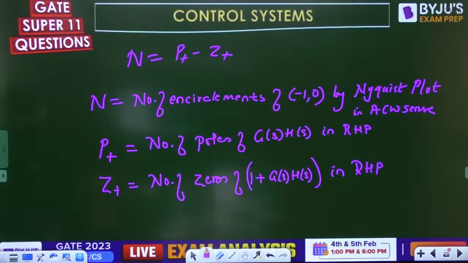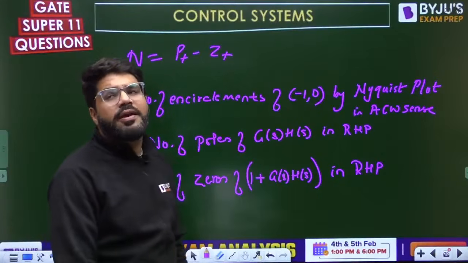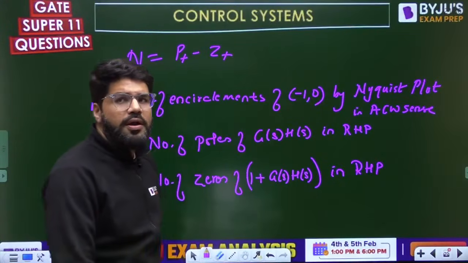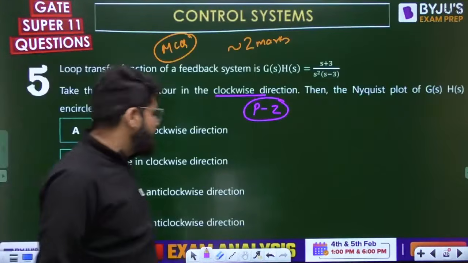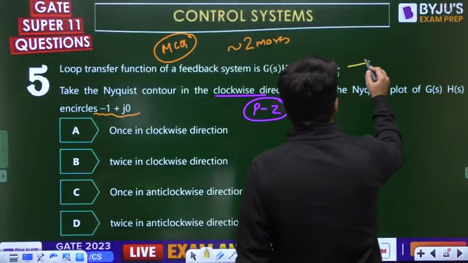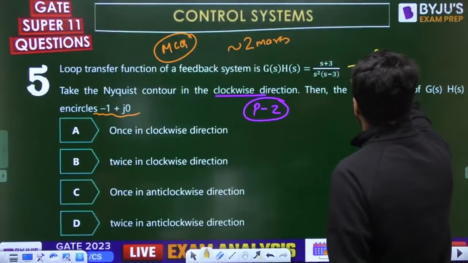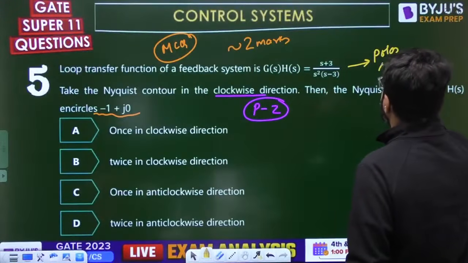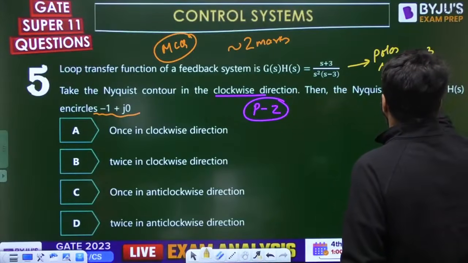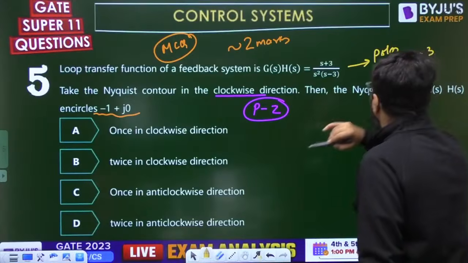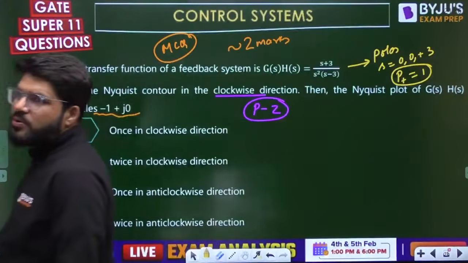So I am telling you now that for this question, we may not require drawing the Nyquist plot, and we can do this directly if I know P plus and Z plus. Do I know the P plus? Number of poles of G(s)H(s) in the RHP. What are the poles? s equal to 0, 0 and plus 3. So how many poles are in the RHP? It is equal to 1.